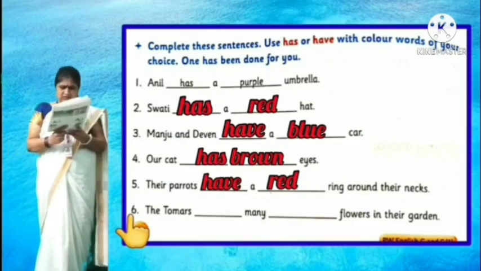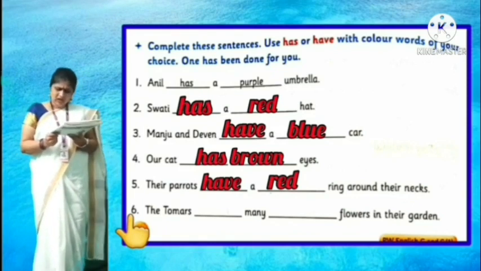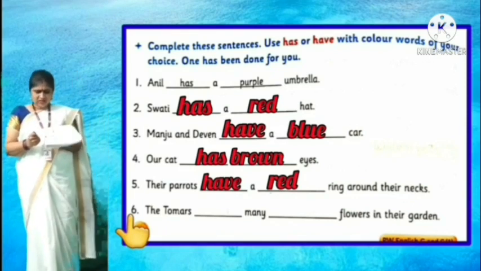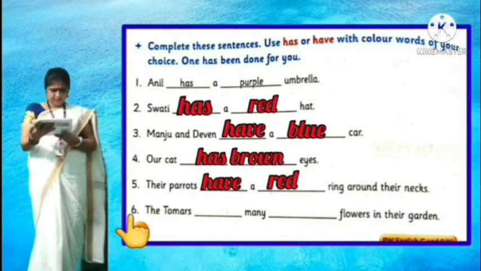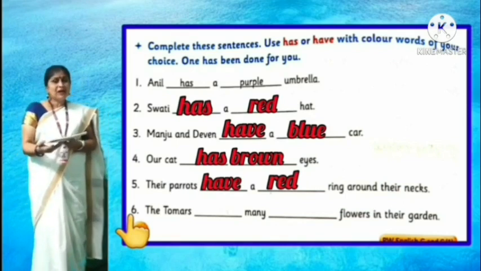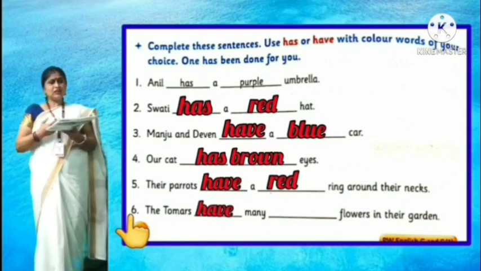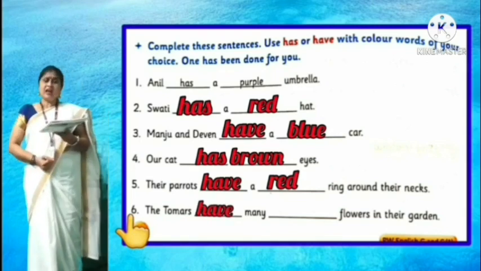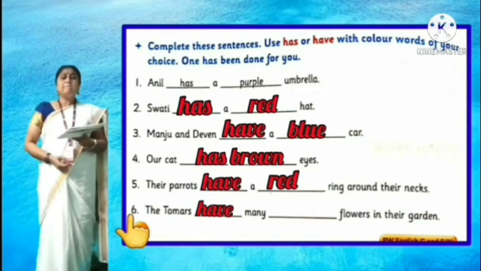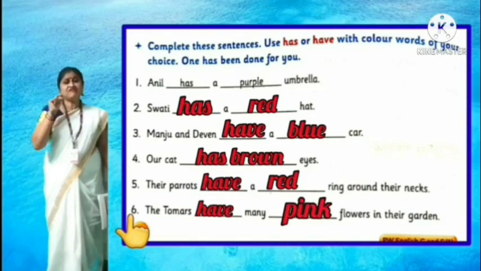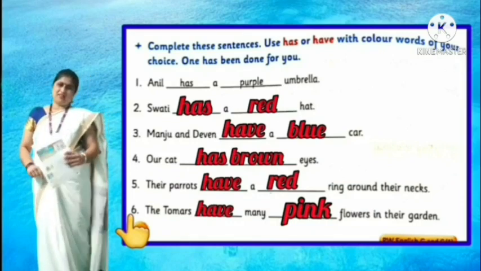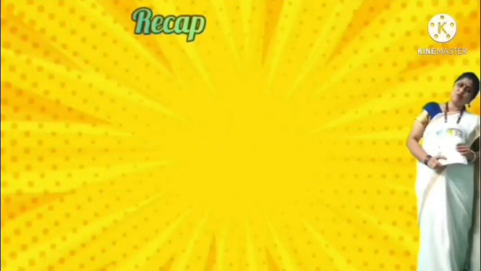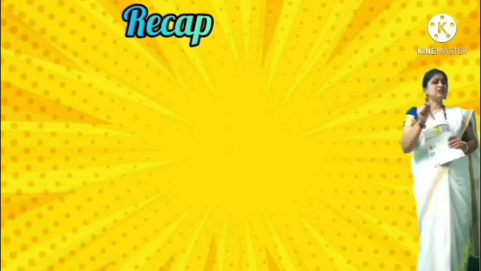Number 6. The Thomas dash many dash flowers in their garden. The Thomas have. It's a plural word, so we have to write have. Many pink flowers in the garden. P-I-N-K, pink. Very good. I think all have completed the book exercises also.